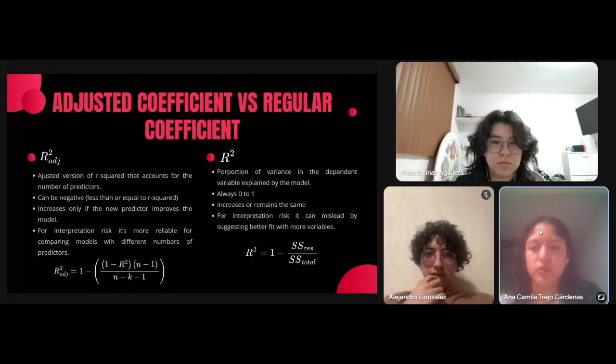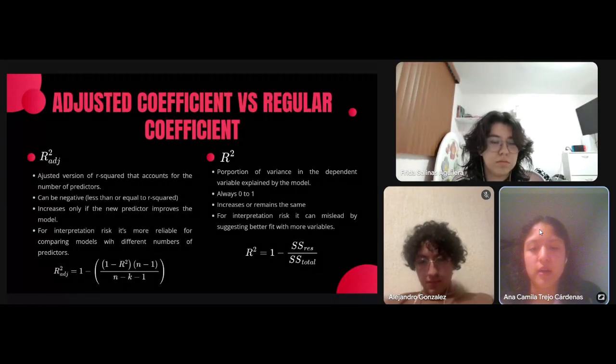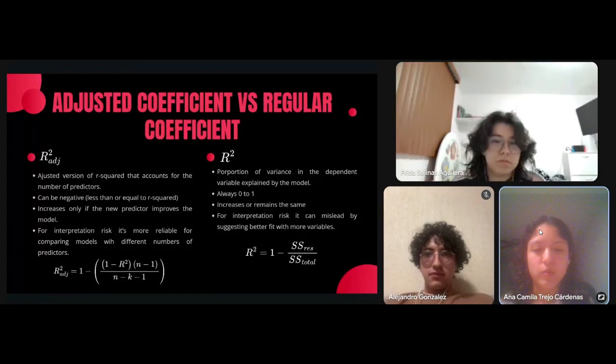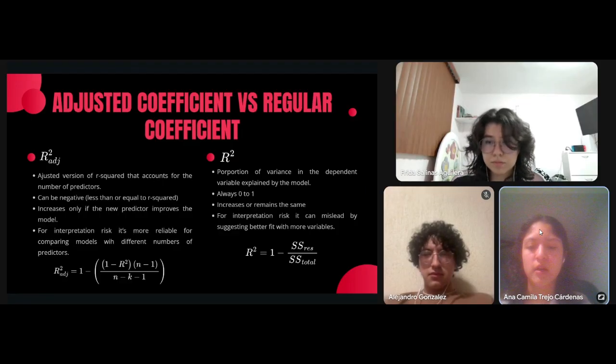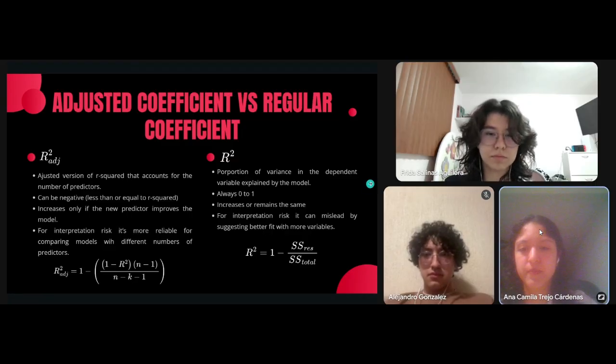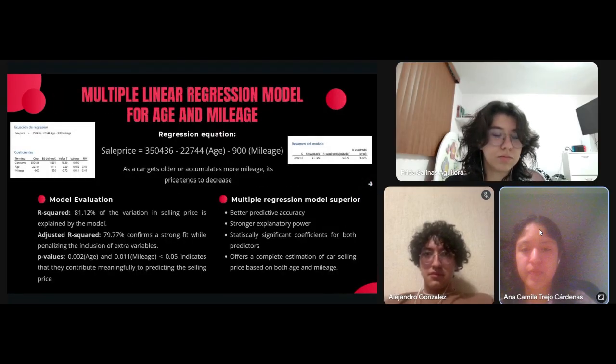And these are the two formulas for the adjusted R-squared and the R-squared. When working with multiple predictors, it helps to avoid overfitting and gives us a better idea of whether additional variables are really useful.